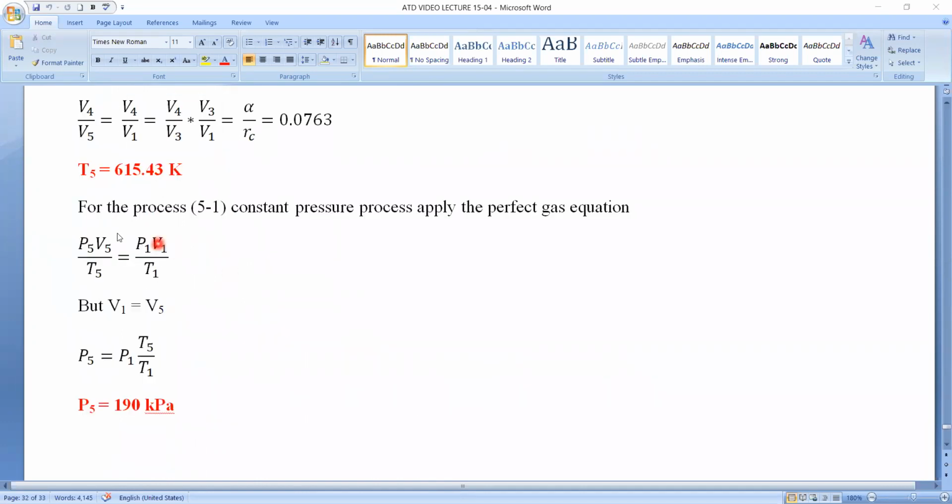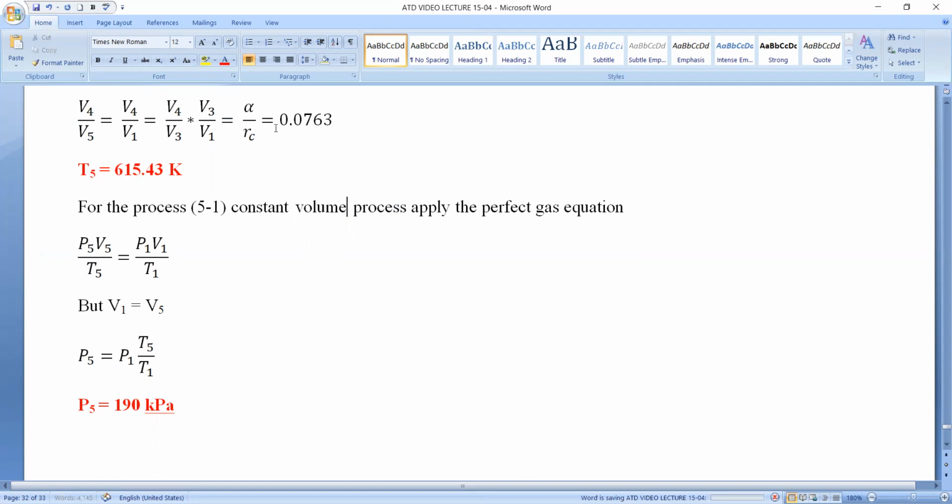Now the last step is to calculate the value of P5, because he asked us to calculate the pressure and temperature at all the points, at all the states. Now 5 to 1 is also a constant volume process. I'm sorry, here it should be constant volume process, because the 5 to 1 process is a constant volume process, where V5 equals V1.